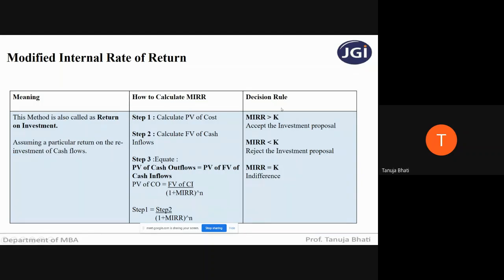Now, what is the decision rule? It applies the same as in the case of internal rate of return. If your rate of return is more than the cost, you're going to accept the investment proposal. If it is less than the cost, you're going to reject the investment proposal. If it is equal to cost, you're going to be indifferent.